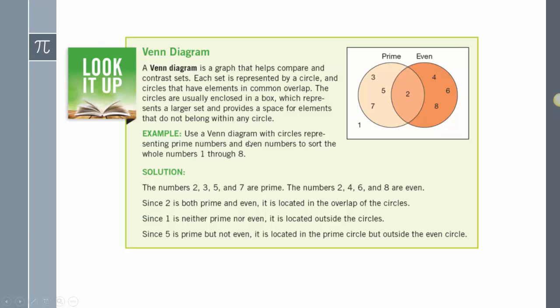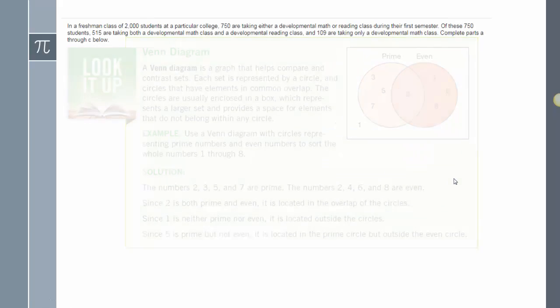So in this case we're using a Venn diagram with circles to represent prime numbers, one circle, and even numbers, the other circle, and we want to load the numbers 1 through 8 into the Venn diagram. We know that 2 is both prime and even, so it goes into the intersection or the overlap. The other prime numbers are 3, 5, and 7. The other even numbers are 4, 6, and 8. And the number 1 goes in the background because it's neither prime nor even. Remember the definition of a prime number: it's divisible by only itself and 1.